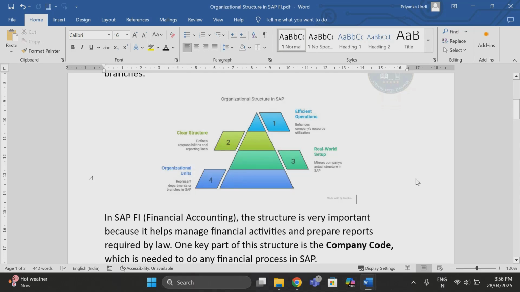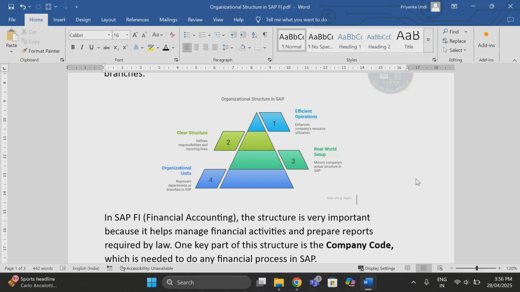Efficient operations enhance the company's resources utilization, so whatever resources they have should be utilized in a good way. A clear structure defines responsibilities and reporting lines. The real world setup mirrors the company's actual structure in SAP. This is how it actually works: it mirrors the company's actual structure in SAP.